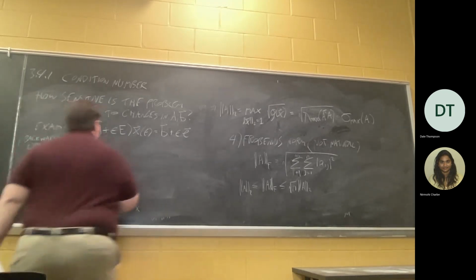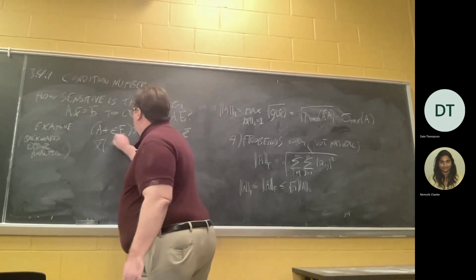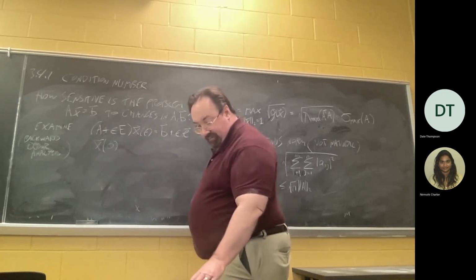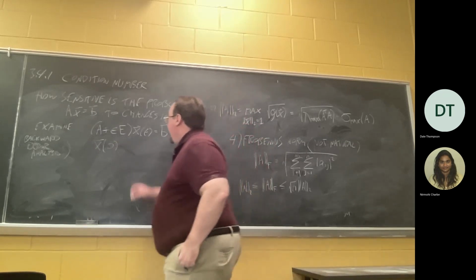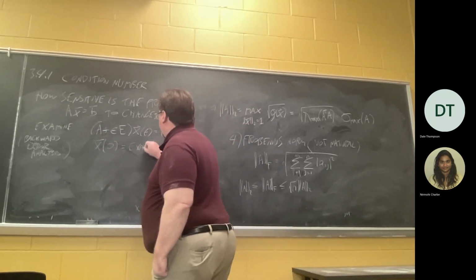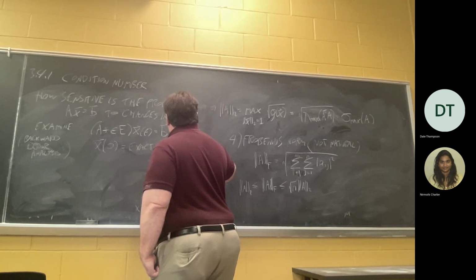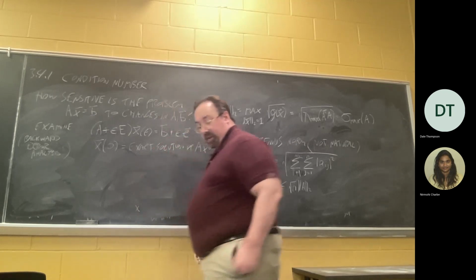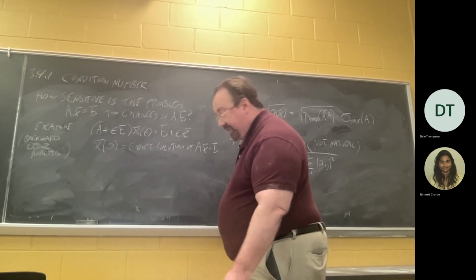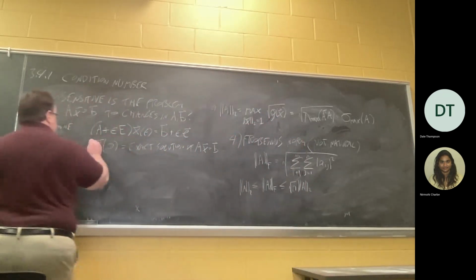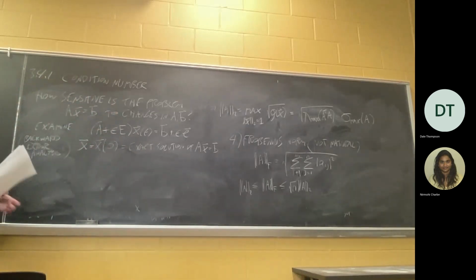So X, our solution here, depends on the parameter epsilon, where epsilon is the notion of how much the problem has changed. So X of 0 would be referred to as the exact solution of AX equals B. That's what we're really after. Now, for convenience, I'm just going to refer to this as just plain old X. It's the exact solution.